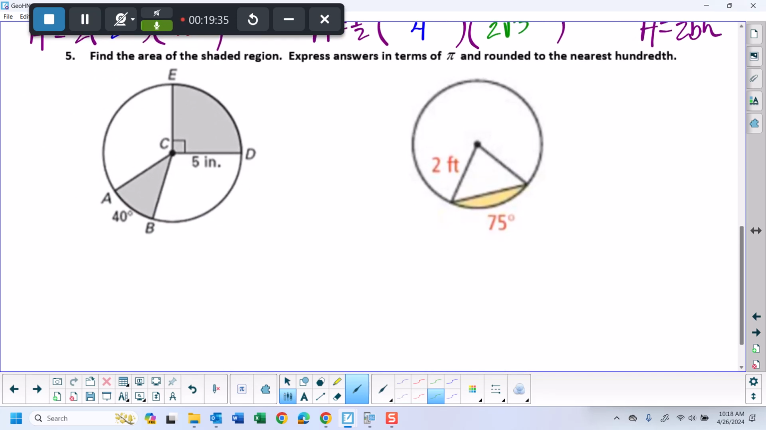Here's some challenge ones for you. We want you to find the area of the shaded region and express your answers in terms of pi and rounded. So there's 2 for you. Talk to your group mates about a plan on how to solve on your marker set. Go. Alright, let's go guys.